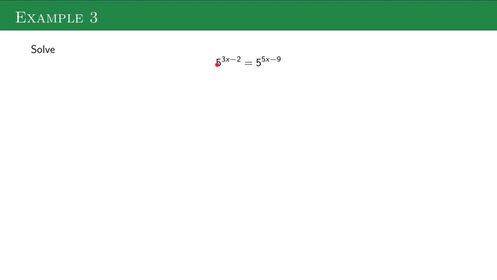All right, one more time. We have these exponentials, but they both are base 5. So we can just ignore the bases and just set those exponents equal to each other. We see now we have a linear equation, so we're going to group up the x's. So I'm going to subtract 3x from both sides.